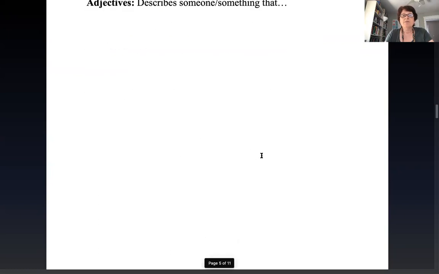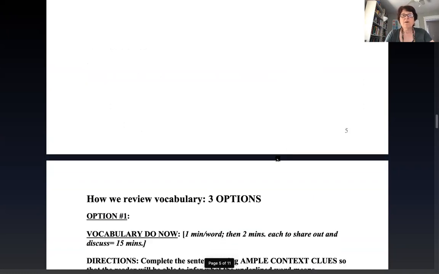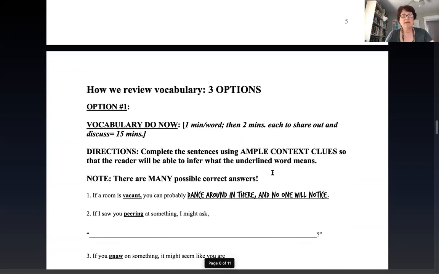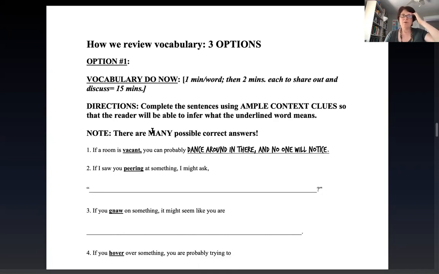Okay, great. So we've introduced the words, and now we want to start to review the words. We have 3 different approaches to reviewing the words. Option 1, and again, not necessarily in this order, is to give them sentence stems that they have to finish. So we studied the word vacant, we introduced it already, and now we're going to try to finish this sentence. So if a room is vacant, you can probably finish that sentence and make sure it includes enough context so that you're signaling to us that you know what the word means.